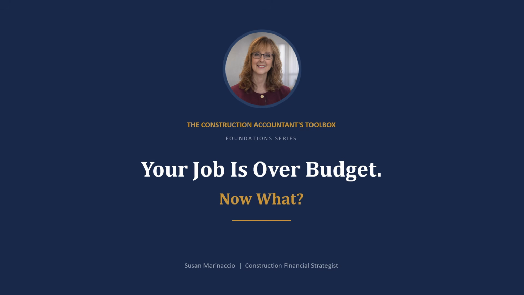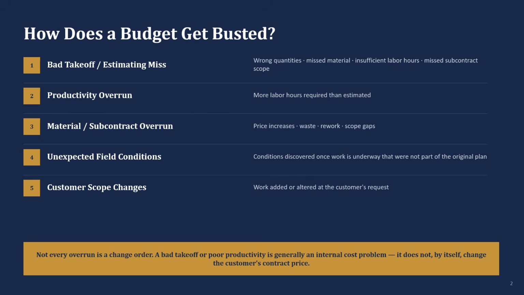Before you touch anything, we're going to figure out what happened, why it happened, and what this job is really expected to cost. So how does a budget actually get busted? A few common ways. A bad takeoff or estimating miss, wrong quantities, missed material, not enough labor hours, or a missed piece of subcontract scope. A productivity overrun, where the work simply takes more labor hours than estimated. A material or subcontract overrun, price increases, waste, rework, or gaps in scope. Unexpected field conditions, and customer scope changes.